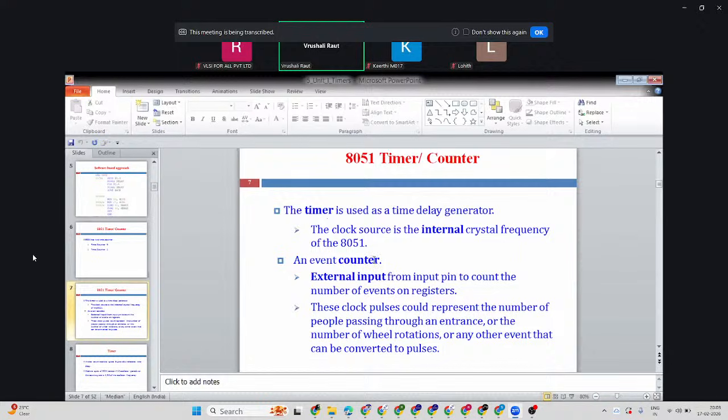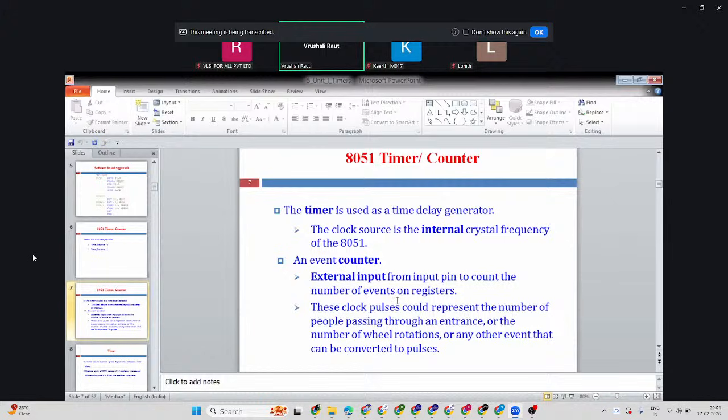Okay, next thing, event counter. How is the counter working? There is an external input from an input pin, maybe any port pin you can use. That external input is coming to count the number of events on the register. How many changes are happening in that external input, that we are going to count. That is how the counter, or event counter, works. These clock pulses, who is acting as the pulses here? That external input is acting as the pulses.